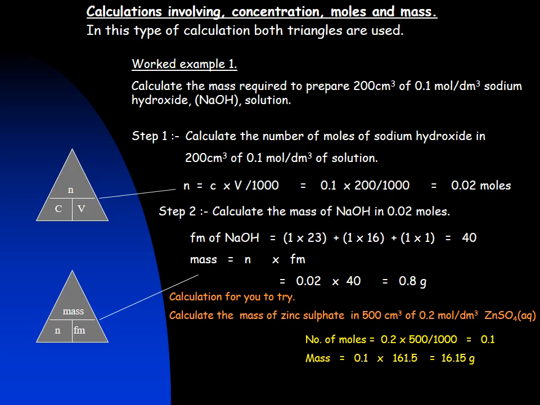So, considering that you have done it, the answer should be 16.15 grams. So again, first you have to work out how many moles there are using our equation from step 1, the solution equation, and the answer would be 0.1 mole. And then using the second equation, using the masses, you do 0.1 times 161.5 to get the answer of 16.15 grams.